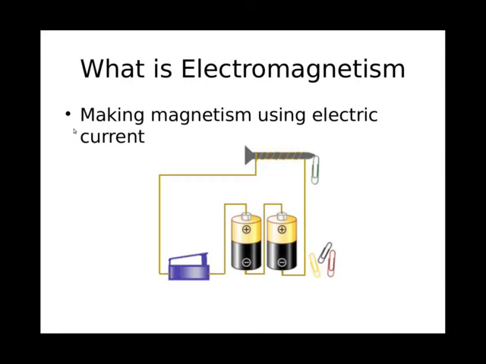Making magnetism using electric current is called electromagnetism. Here is a simple experiment. You are just passing a DC voltage through the coil, and the coil is wound around a nail, and the nail acts as a magnet.